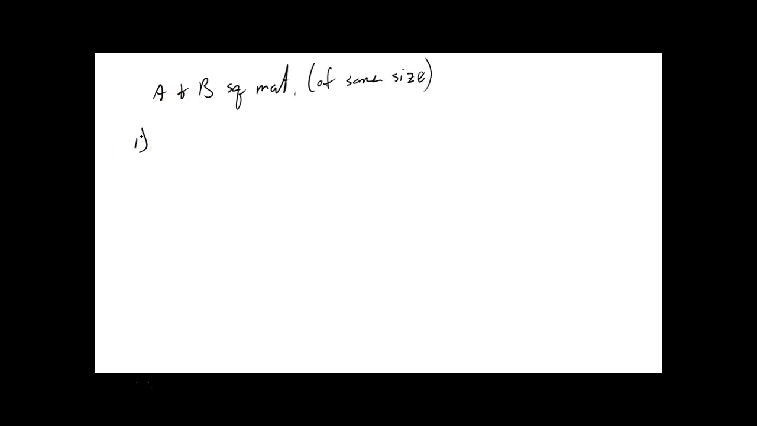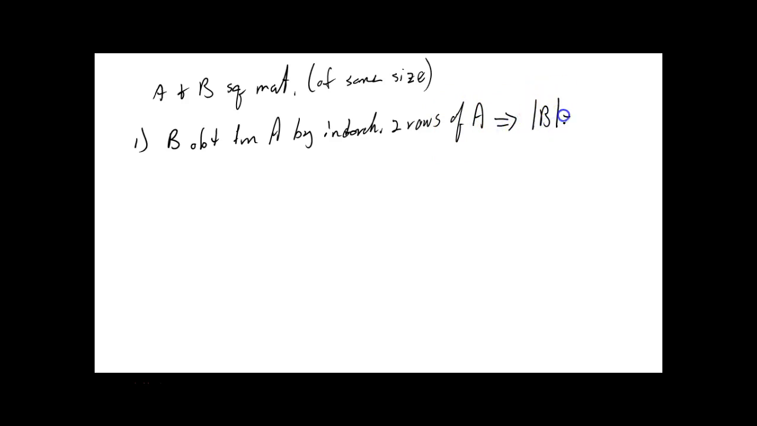If that's true, number one, when B is obtained from A by interchanging two rows of A, then the determinant of B is equal to minus the determinant of A. If you just interchange two rows, you negate the determinant.